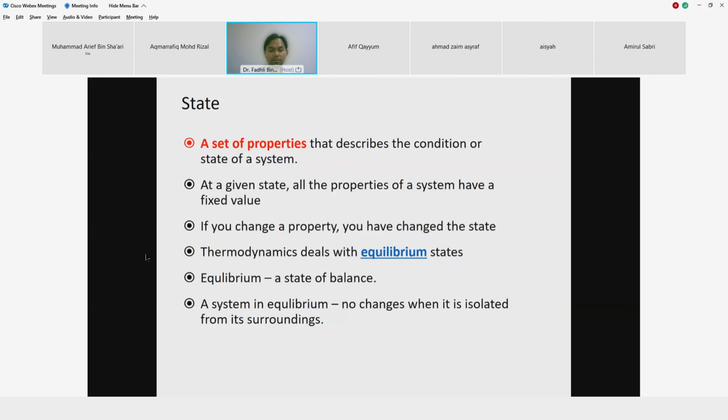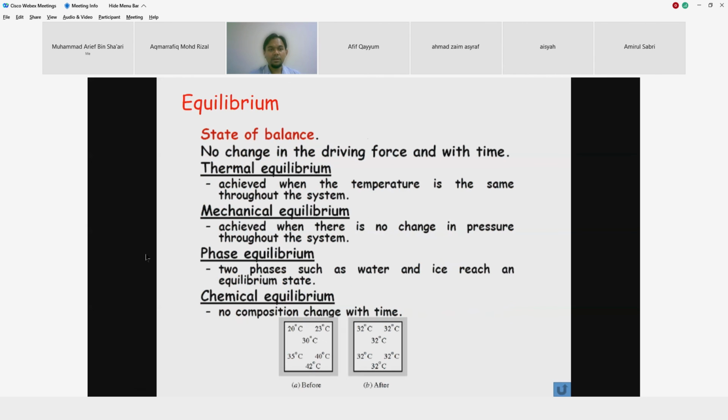Balance. Changes happen. That is state. Change the property, you have changed the state. So please remember that. From T1 now becomes T2. That means you have changed the state from state 1 to state number 2. Okay, next, equilibrium.